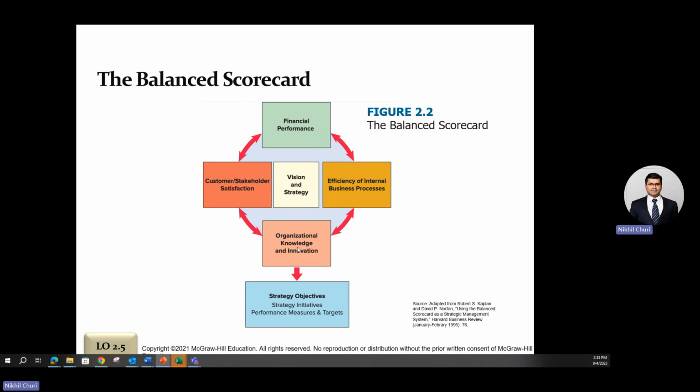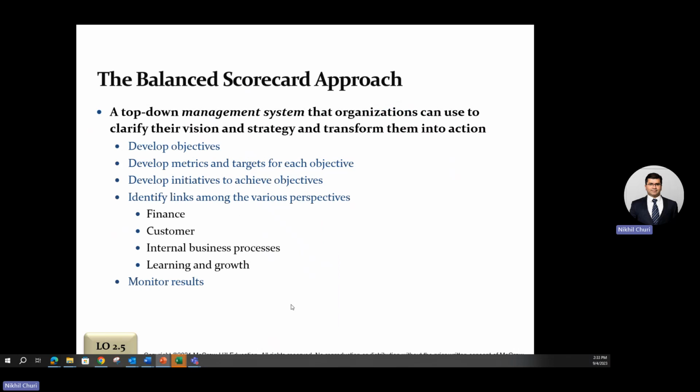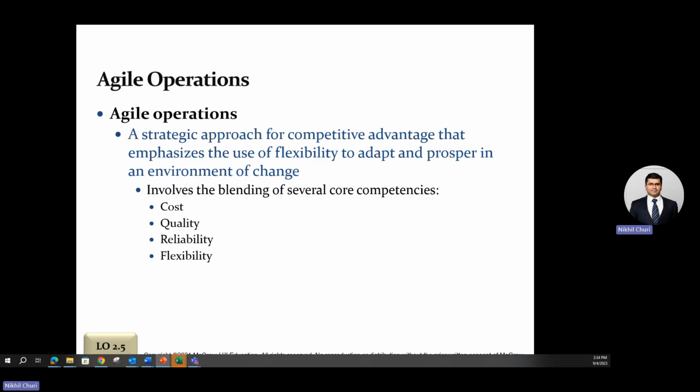This applies to the financial department, customer service department, internal business process department, and organizational departments like innovation or R&D, and overall they tie in towards the bigger business strategy. So this is what the balanced scorecard means. It's a top-down management system that organizations can use to clarify their vision and strategy and transform them into actions. An approach is to develop common objectives, keeping the four main core competencies in mind.